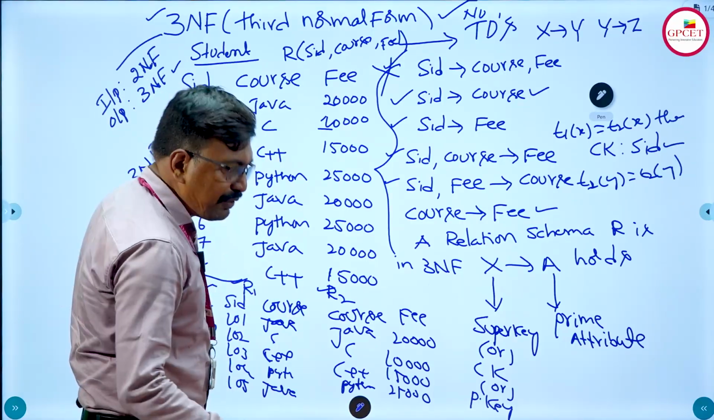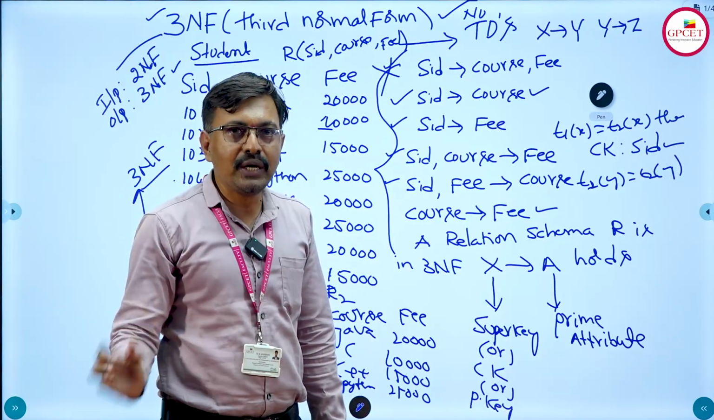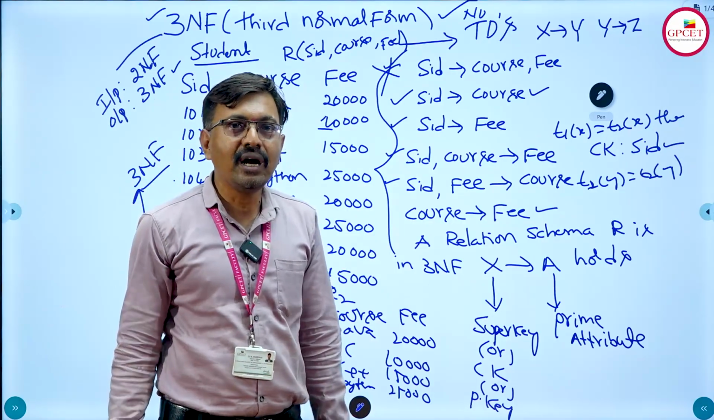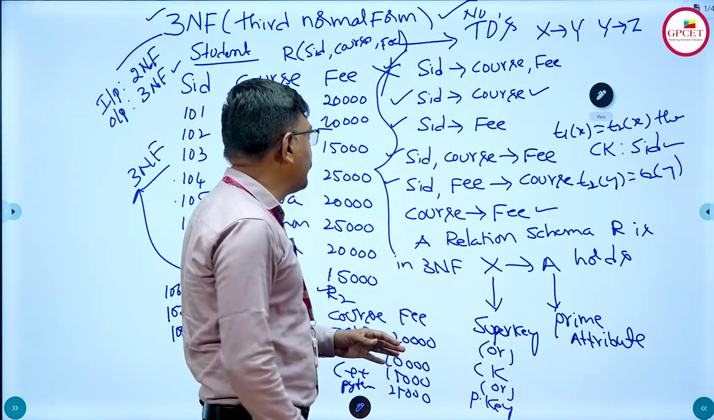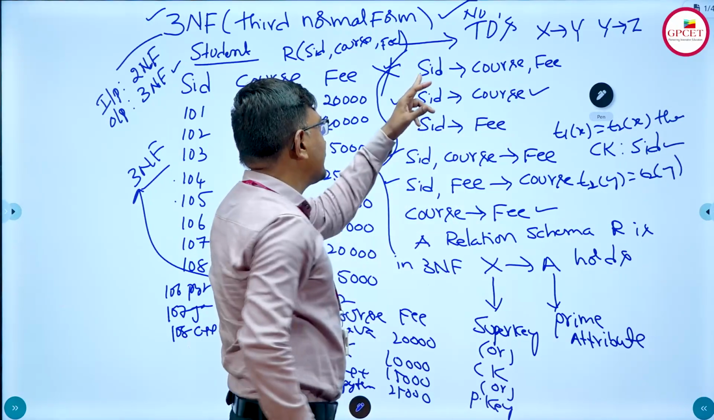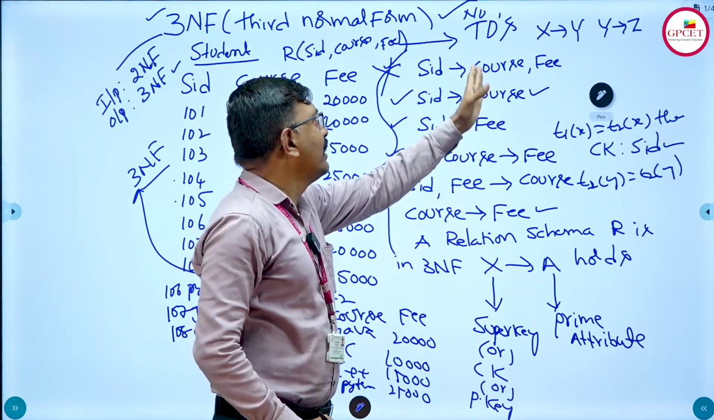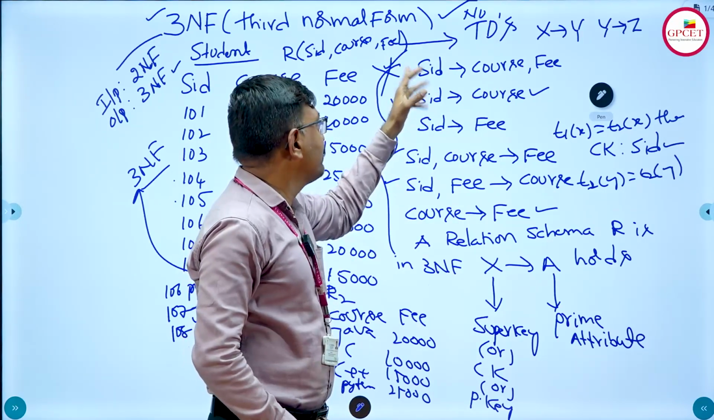Okay, what is my third normal form? A relation schema R is in third normal form if for X tends to A holds, either X is a super key or A should be a prime attribute. Observe here for each and every functional dependency, SID and then course, SID, course and fee. SID is a key, whereas the right-hand side may or may not be. That is why the third normal form is satisfied.